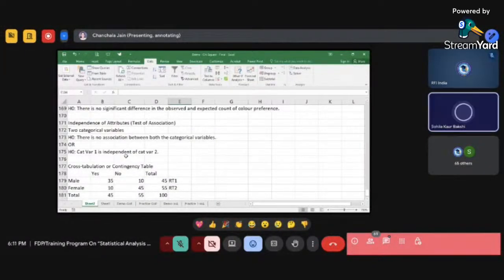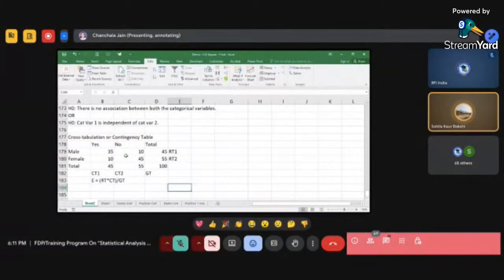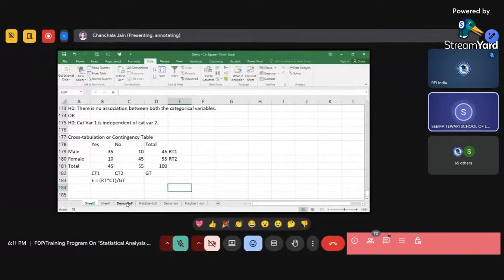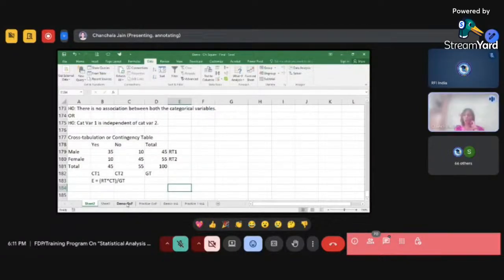Ma'am, one query. Why do we need to make a contingency table for the test of association? Is it because there are two categorical variables? Yeah, it's cross tabulation. Ma'am, can we use an ordinal variable also in case of cross tabulation or contingency table? Possible. There is no problem. You can use it, but usually nominal scale variables we generally use.